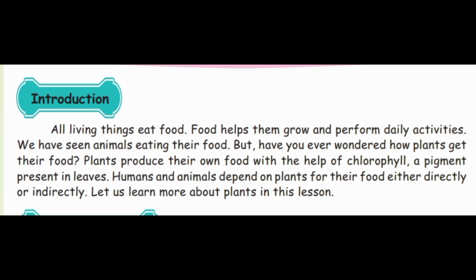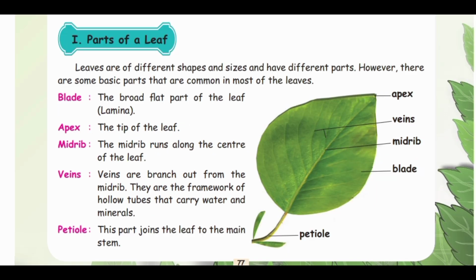Humans and animals depend on plants for their food. We humans eat plants and animals, and the animals depend on plants. They eat plants and live, either directly or indirectly. Let us learn more about plants in this lesson, looking into the details.